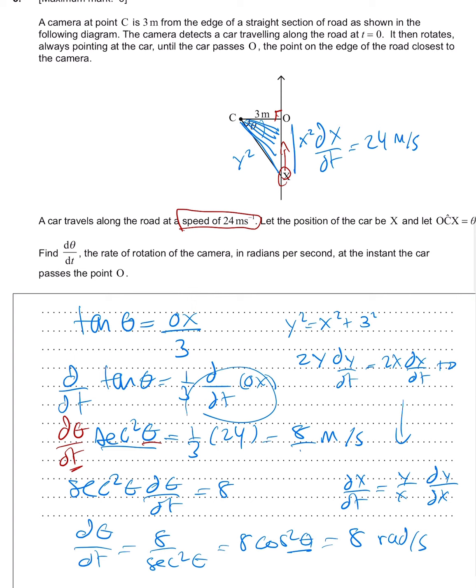So therefore, once I remembered my d theta/dt, it's still equal to 8. This is 1 over cosine, so that becomes cosine. And at the moment it passes, the angle is 0, so the cosine is 1. And so it's 8, so it's 8 radians per second. I think that's it.